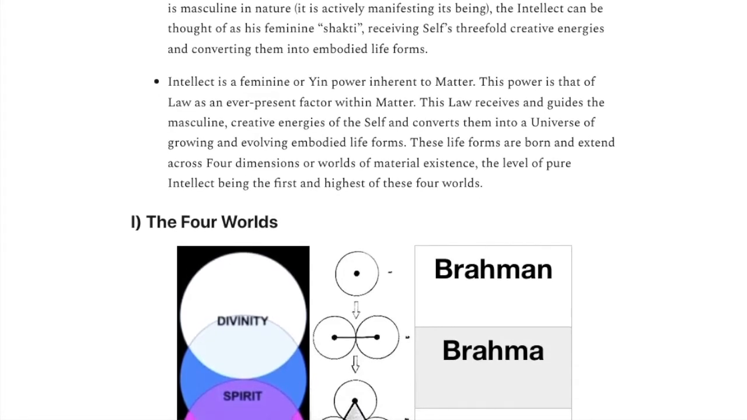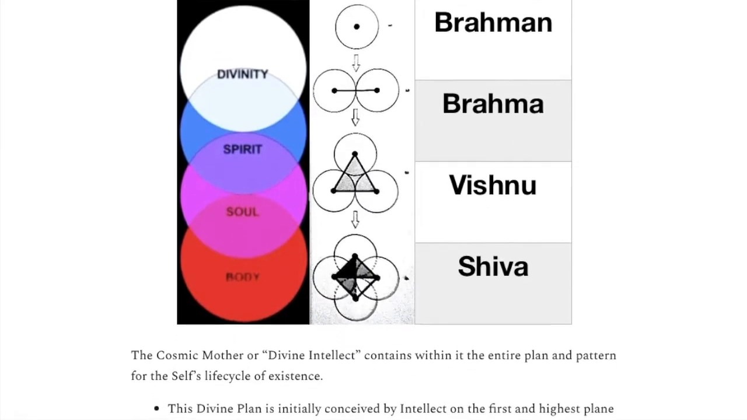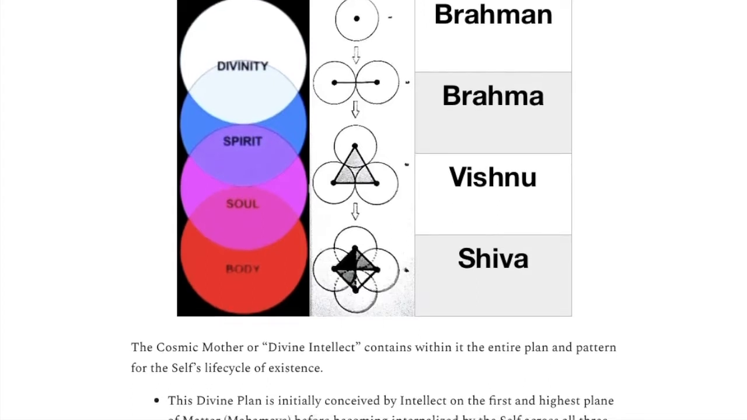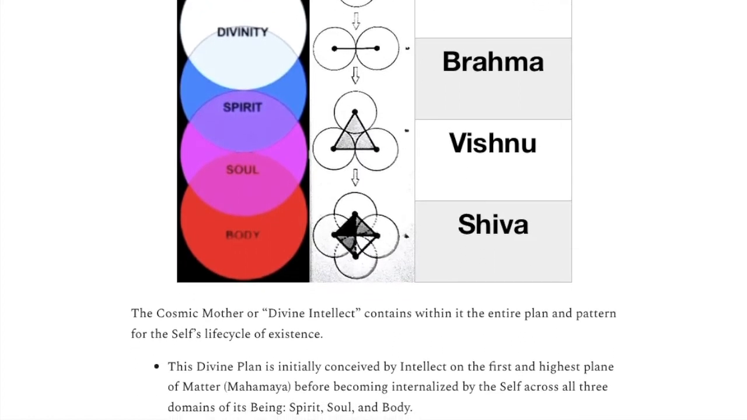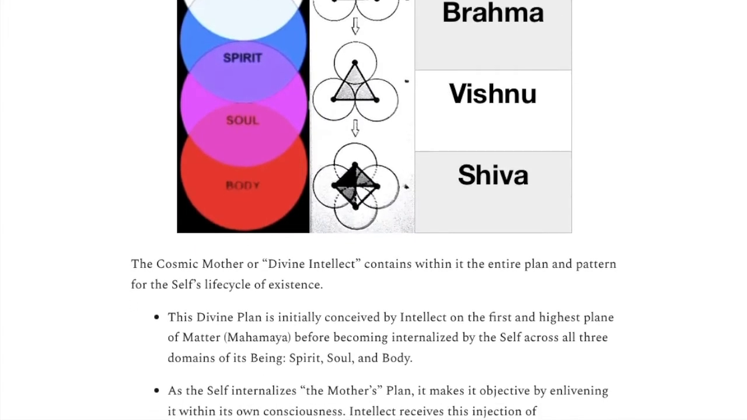And the next section is actually titled The Four Worlds, so we'll be going into that in a moment. All right, part L, the four worlds. The cosmic mother or divine intellect contains within it the entire plan and pattern for the self's life cycle of existence. So remember, this intellect principle or this high spiritual principle of mind exists or emerges as the corollary state to the self's emergence. So it's within this, or concealed within the mystery of the not self.